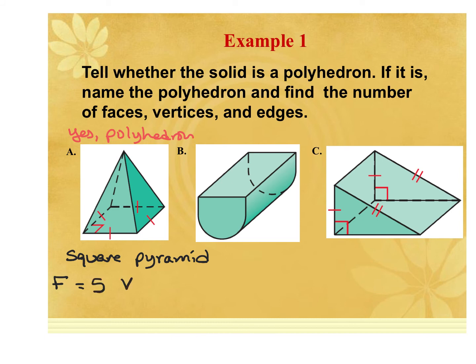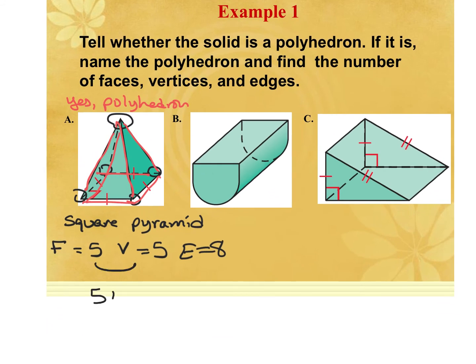Vertices, I've got the tippy top one here, and then I've got the 4 down here around the sides of the square, giving me a total of 5 vertices. And then now my edges, I have an edge here, 1, 2, 3, 4, and then around the bottom, 5, 6, 7, 8. A total of 8 edges. And now if you wanted to double check your counts, remember faces plus vertices should equal edges plus 2. And it does. So I did count correctly.